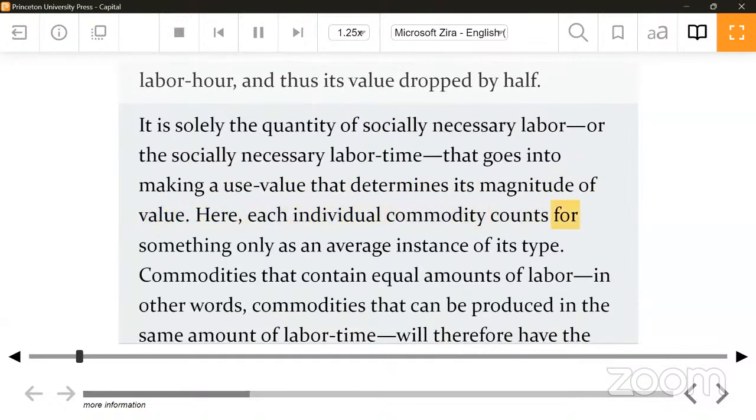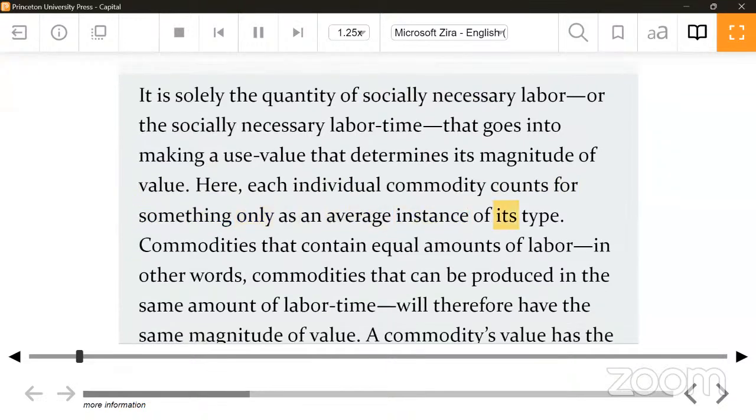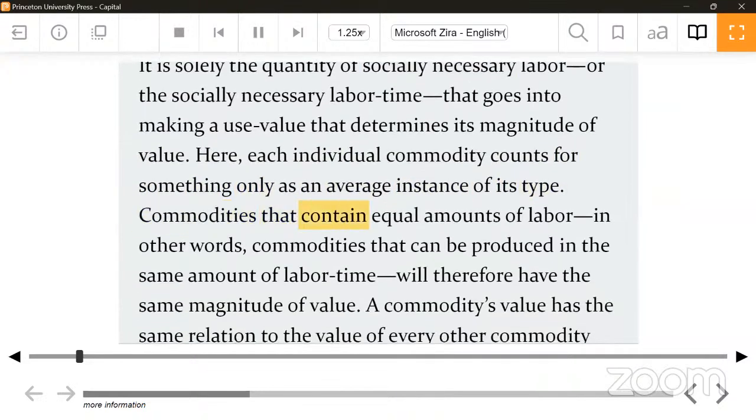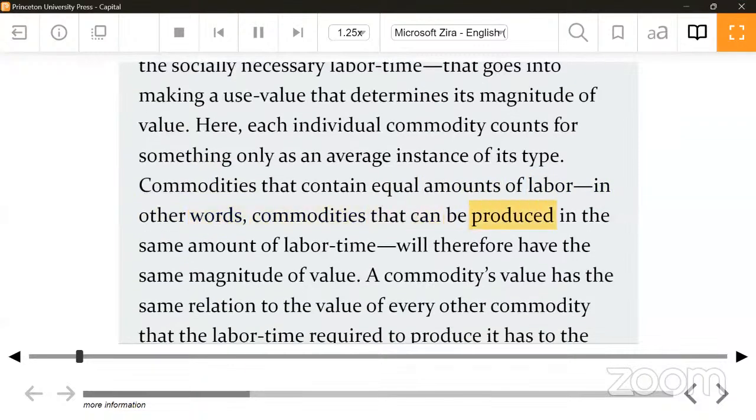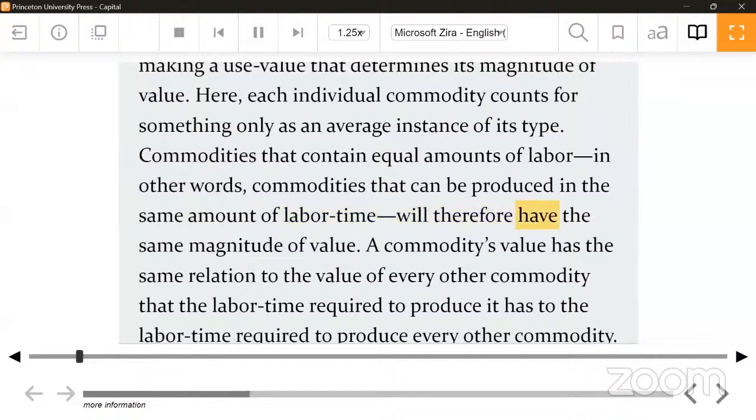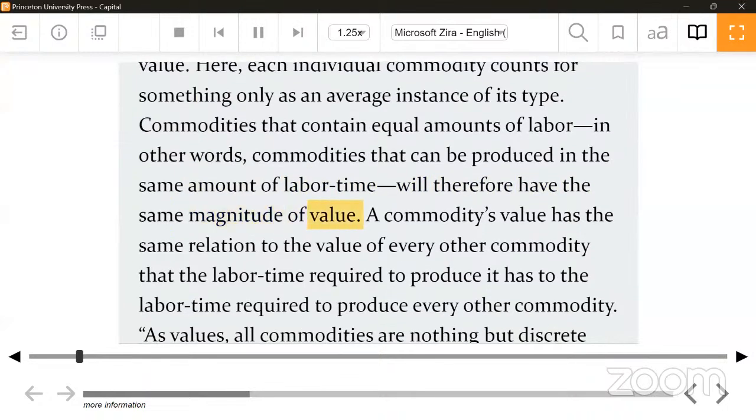Here, each individual commodity counts for something only as an average instance of its type. Commodities that contain equal amounts of labor, in other words, commodities that can be produced in the same amount of labor time, will therefore have the same magnitude of value.